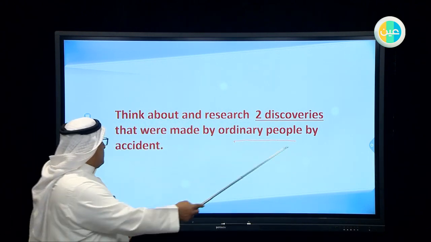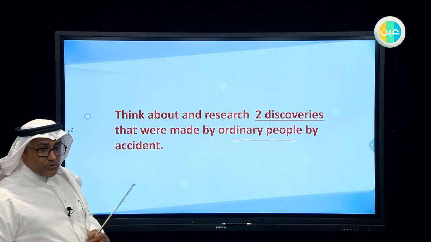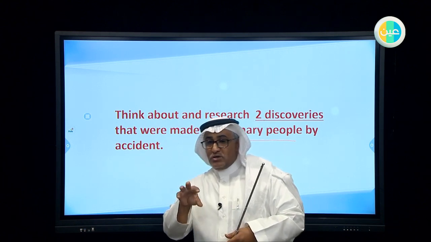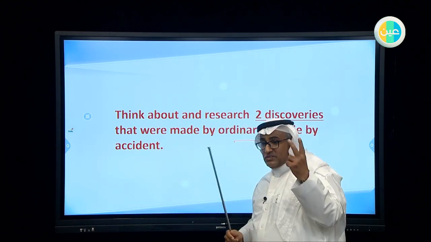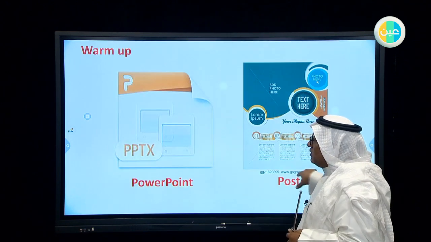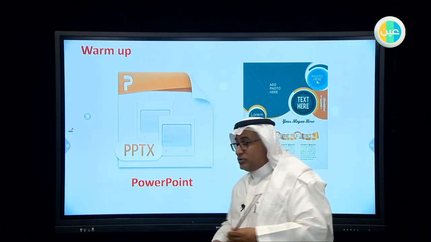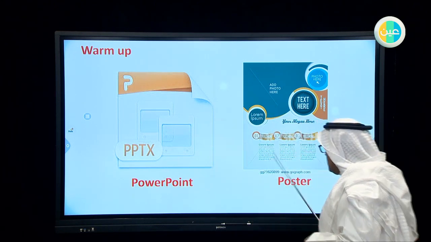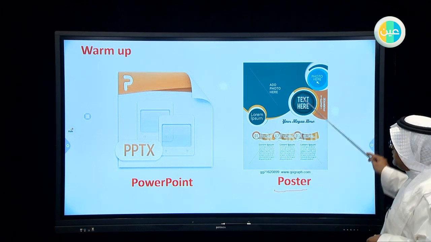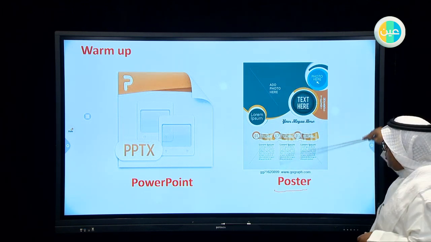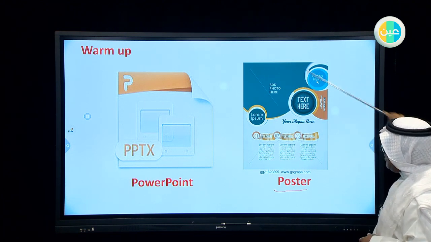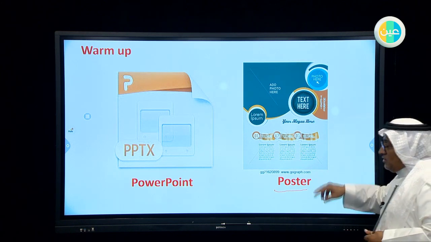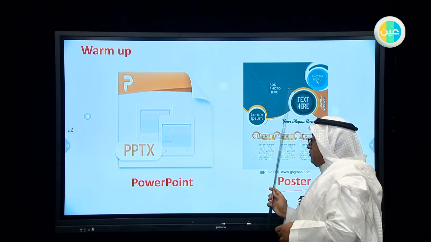Okay, ordinary people, by accident. Okay, so our lesson today is to research about two discoveries. Then after finishing, I want you to make it a PowerPoint, like the slides you see, or a poster. You know poster? Poster means one paper that includes a lot of information by pictures, drawings, charts. Okay, we are going to make two things, either this or this.